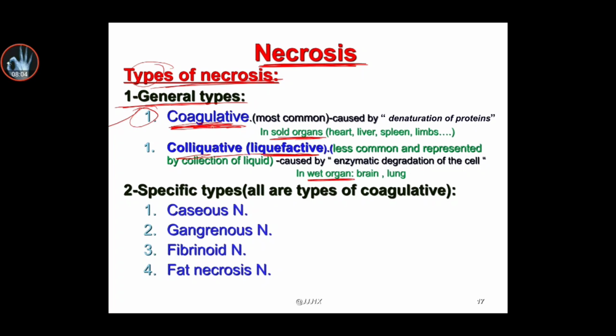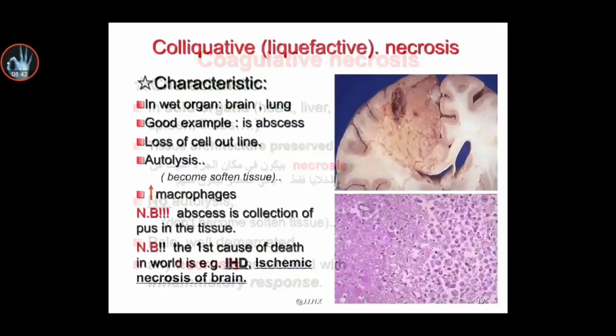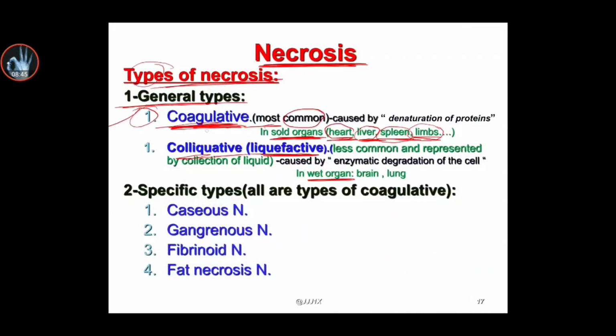So coagulative is the most common necrosis, أكثر شيوعا, and where does this happen? In solid organs. What is meant by solid organs? Such as heart, liver, spleen and limbs, الأعضاء الصلبة، يعني ما تجي طرية. For example, as we talked about the diabetic septic foot in the picture we saw of the leg, this is a type of coagulative necrosis, which occurs in solid organs.